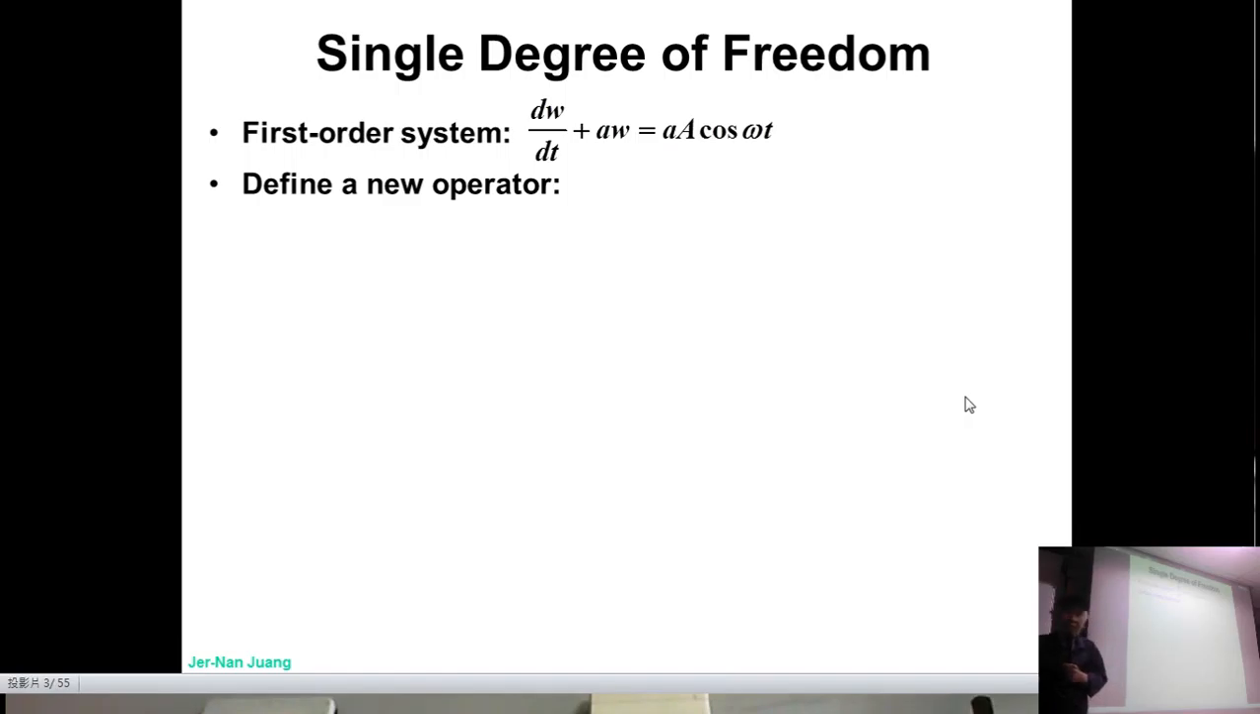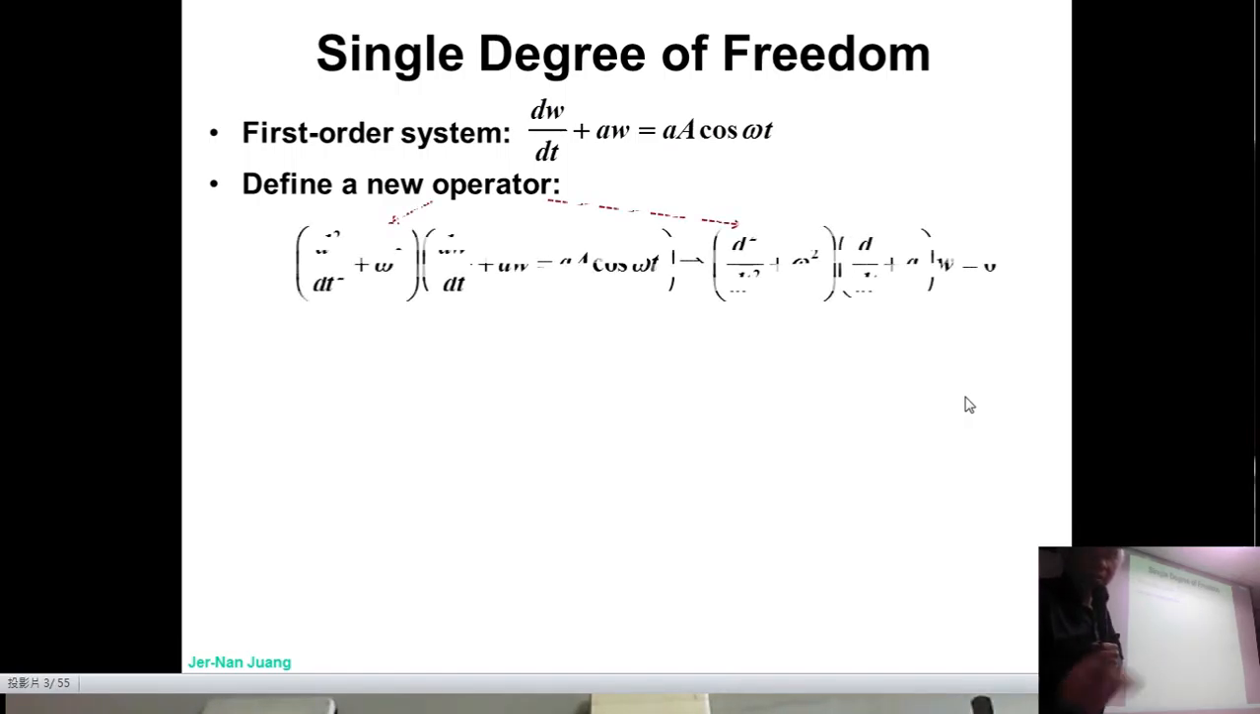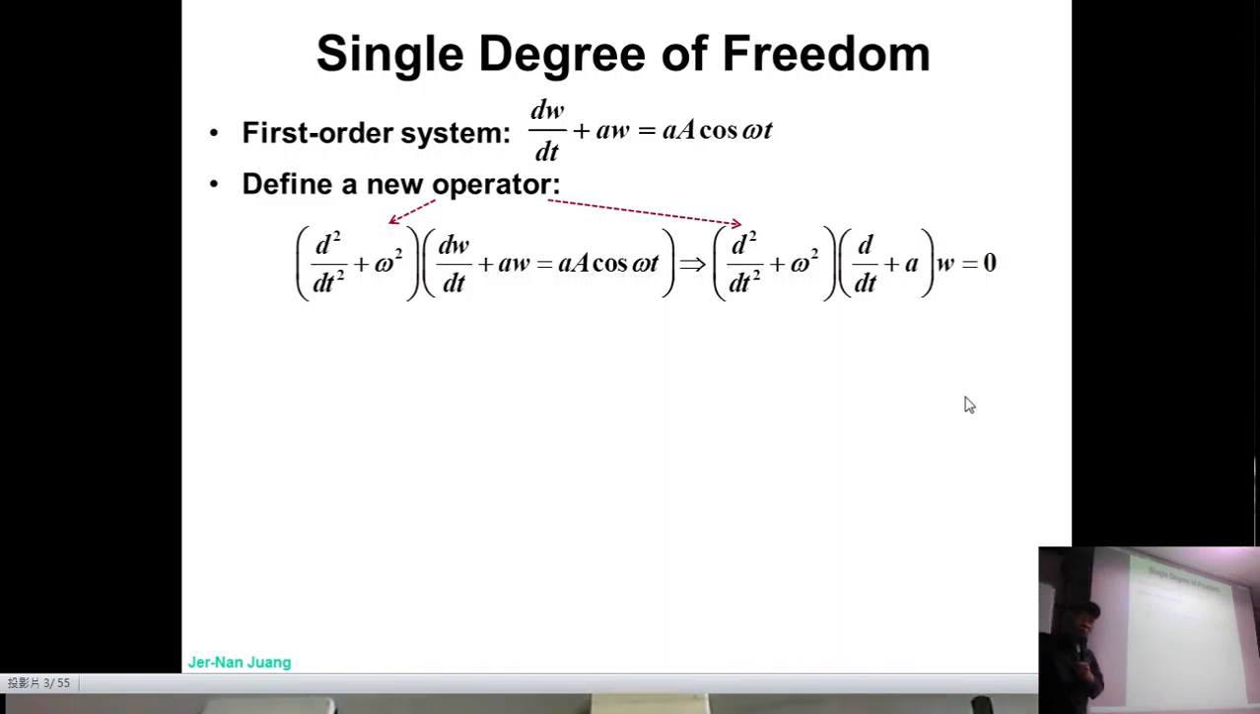Okay, now let us look at this. That's the approach I also showed you last week. Now I define a new operator. I call that the operator d square over dt square plus omega square, in parentheses. I call that a new operator. The reason why I define that operator is because my force input is cosine omega t.